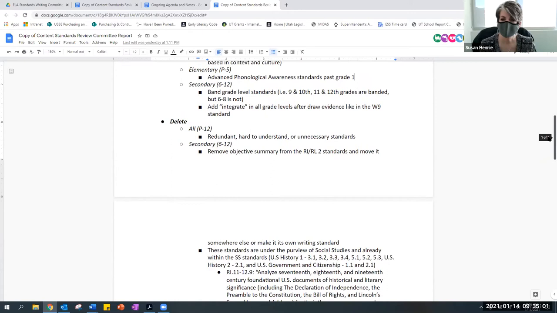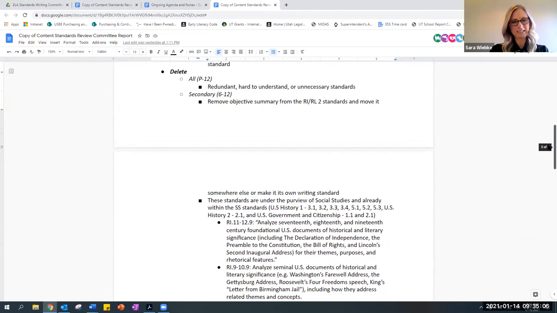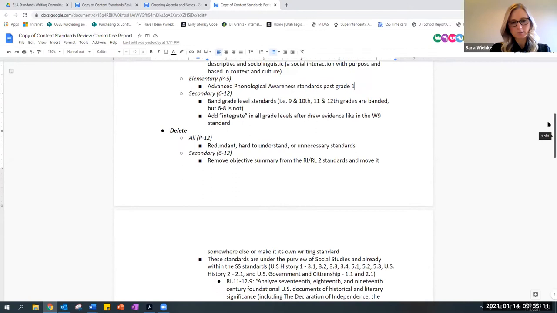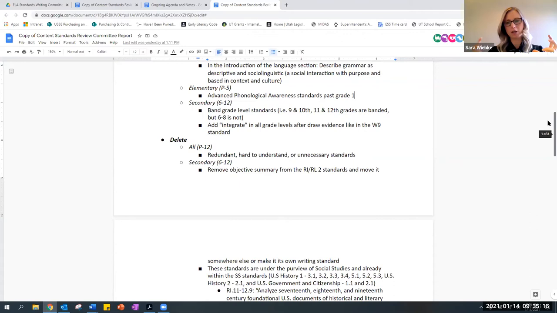So the deletion section, let's focus on the first two bullets and see if there are any questions around those. And then the other two are a little bit bigger, and I'll show them together because they make more sense combined. So any questions on those first two?